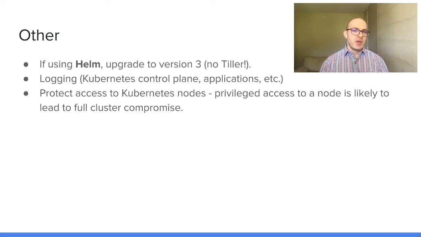Miscellaneous things. If you're using Helm, upgrade to version 3. Version 3 doesn't have the Tiller component and is much more secure in general. Logging. You should consider having your Kubernetes control plane as well as the application logs in some sort of log management and monitoring system. And protect access to Kubernetes nodes. As a general rule, if somebody has full access to one of your Kubernetes nodes, they can escalate their privileges to control the whole cluster.